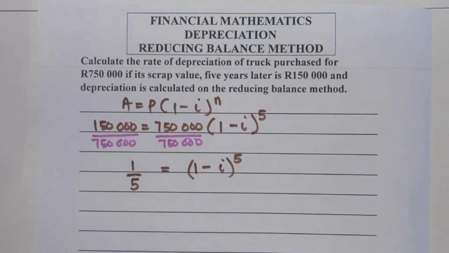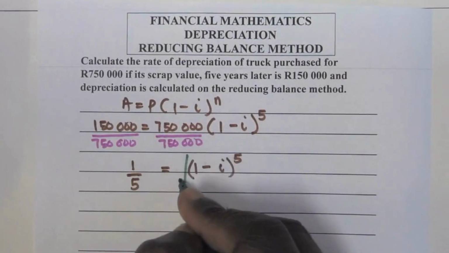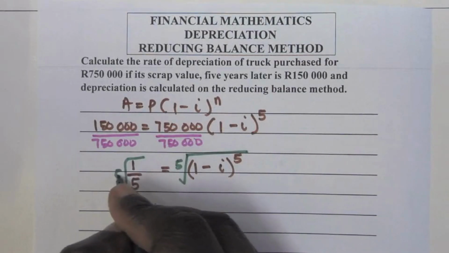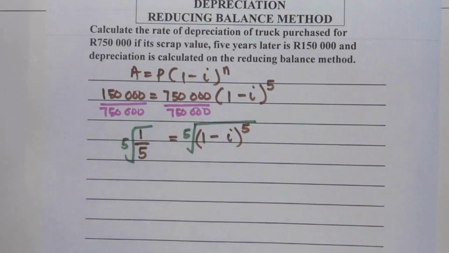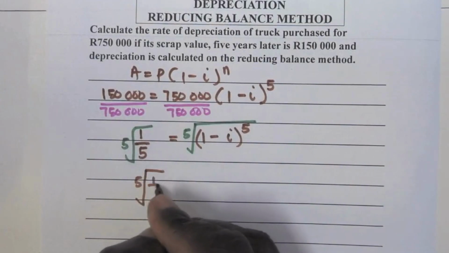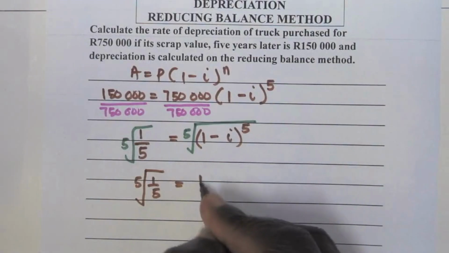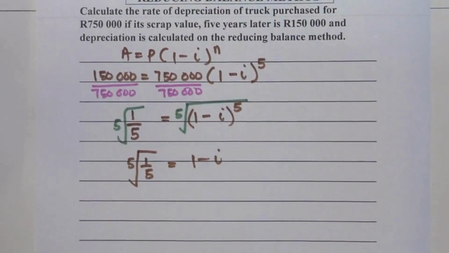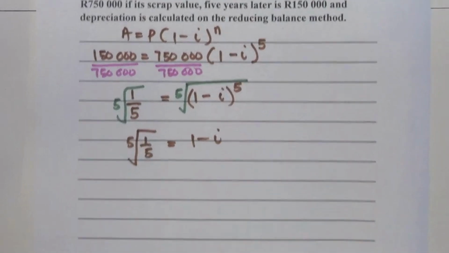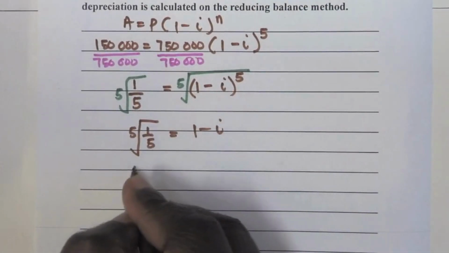Then I'll proceed, because my power here is 5, I'm going to take the 5th root on both sides. And if I do that, I'm going to be left with the same on both sides. But if I look at my work here, I'm not going to put this in the calculator, I'm going to put it at the end. Then I'll proceed by doing isolation.